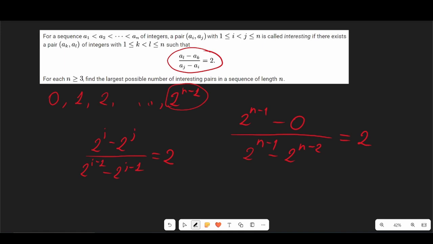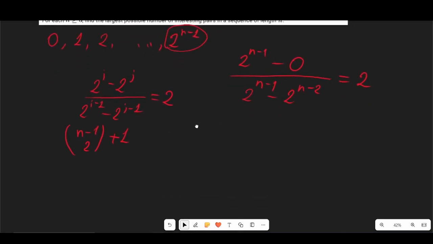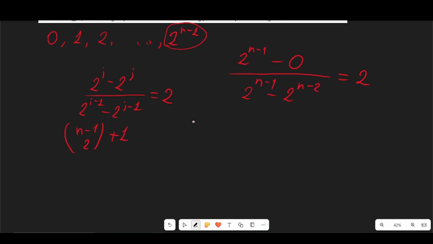So what would be the final answer from this? This would be n minus 1 choose 2 plus 1, because we can choose two numbers from the first n minus 1 indexes and one number for this. And now we will see that this is the optimal answer. In total, we have n choose 2 pairs. And if we show that we have to subtract at least n minus 2 pairs, this will prove that this is the optimal number.